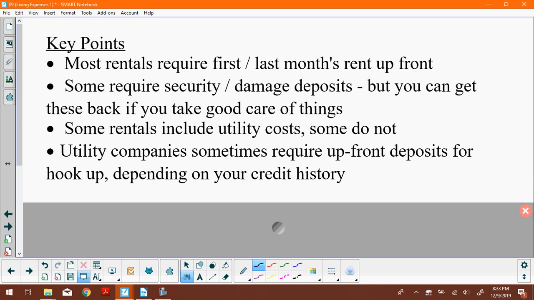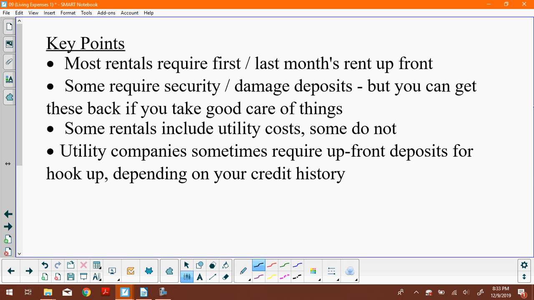Okay, and the last thing with utilities: if you're setting up a utility for the first time, sometimes they require deposits as well, something up front. For example, when I was in university, the first time I was renting a townhouse, when they came to set up electricity and transfer that over to my name, they required me to pay, I think, $400 right away, even though I hadn't used any electricity yet.